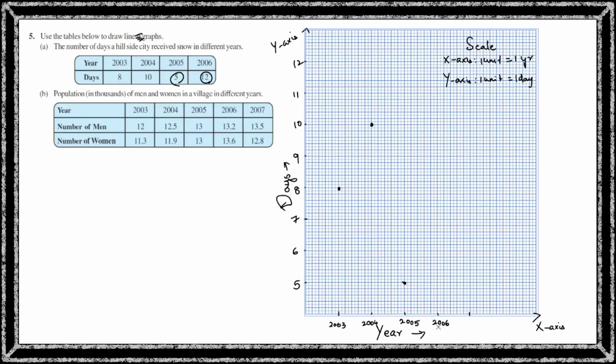Okay. Next is 2006, which is 12. So I'm going to go very carefully. You can use a scale in order to make sure that you don't miss. And like I said, your bold lines are much easier to follow. My line is a bit tricky. So I think this is the point we're talking about, 2006. Let me double check that. Yes, that is my fourth point.